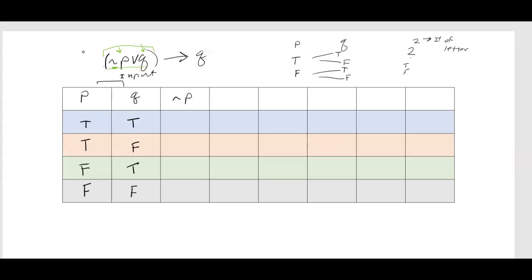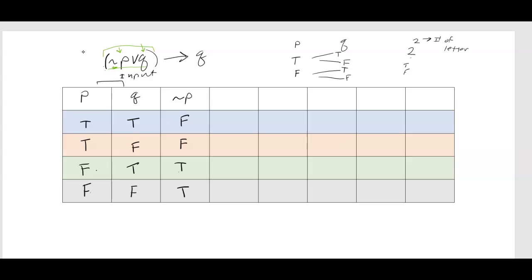So I make a column for not P, and in this top row, I see P is true. Not P is the opposite of P, so I write false. In the second row, P is true, so not P is false. In the third row, I look at the value of P. P is false there, so the opposite of P is true. So in each row, I'm evaluating a negation as I go down. In the 4th row, P is false, so the negation of P is true.